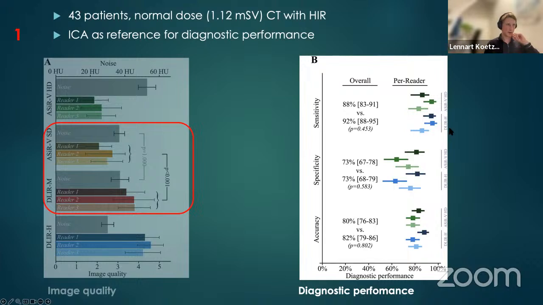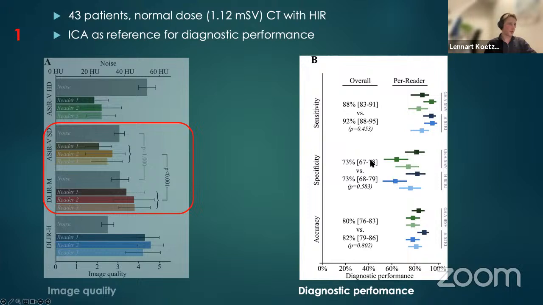Here, the deep learning reconstruction high strength is compared to hybrid iterative reconstruction. And as we can see, there's no statistical difference in sensitivity, specificity, or accuracy. So we can see that the higher image quality does not necessarily translate to a better diagnostic performance.